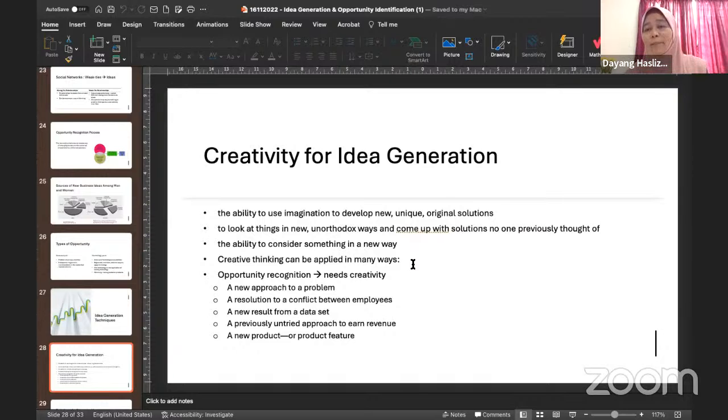Being creative is having the ability to use your imagination to develop new, unique, original solutions. It comes from the word create. It must be something from where there is none, and you create something new. You're not talking about artistic, not music or painting or drawing. It can be about sketching your ideas.